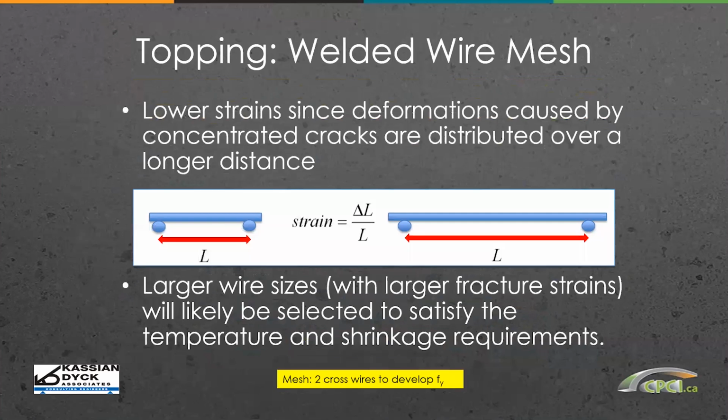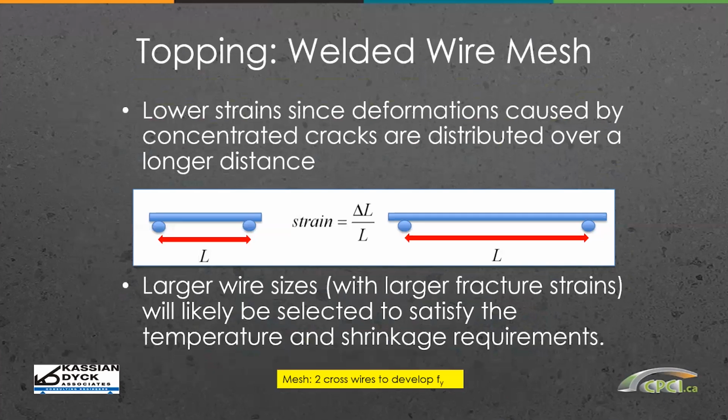We know from structural theory that the strain is the change in length over the length, and if our cross wires are providing anchorage for the mesh wires, we know if we have a small length between wires, we would get a smaller strain or a smaller elongation, whereas if we have a large spacing between the cross wires that are providing anchorage, we would get a longer elongation and a higher strain.